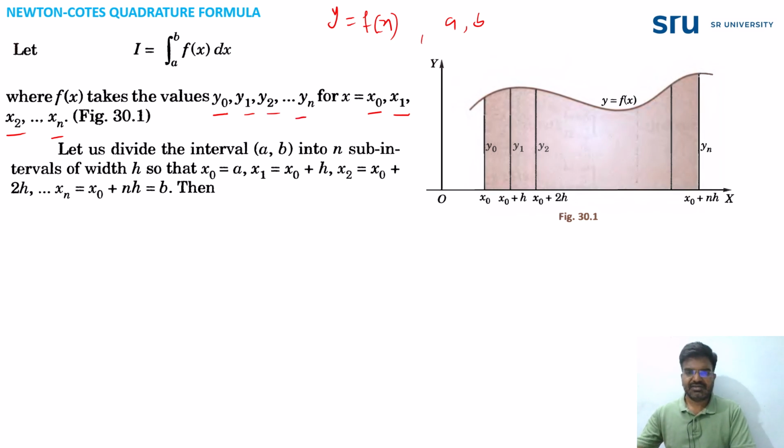Now we divide this a to b interval into subintervals. We are taking a as x naught, and the next value x1, that is x naught plus h, x2 is x naught plus 2h, or x1 plus h. Here h is the common difference between x values. You can also see the graph. This is a and this is b. We are dividing this a to b into subintervals.